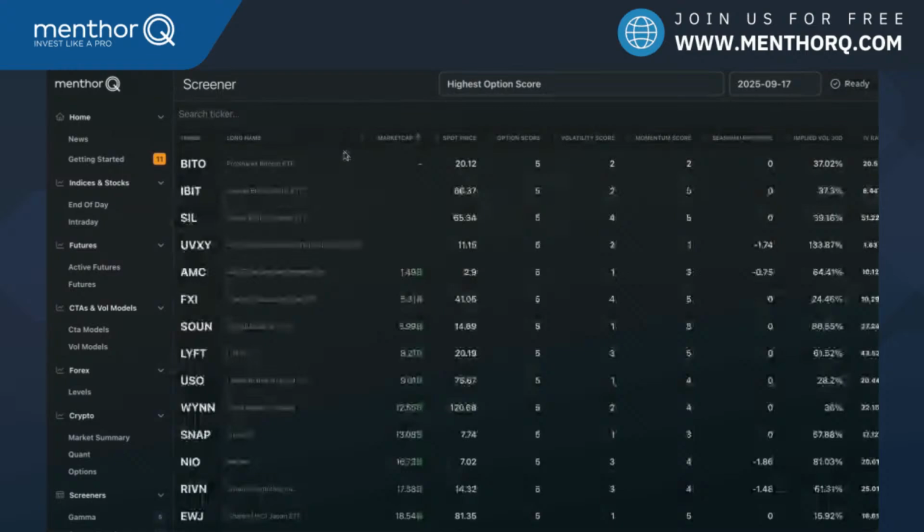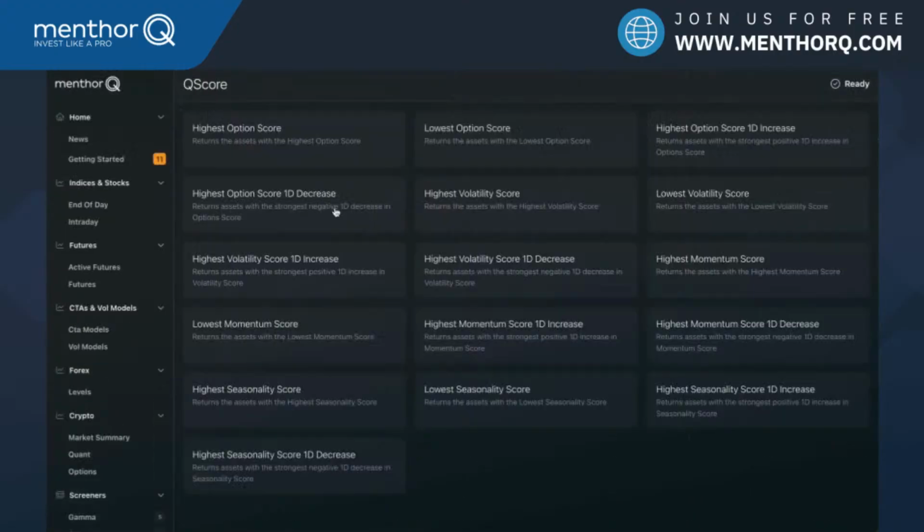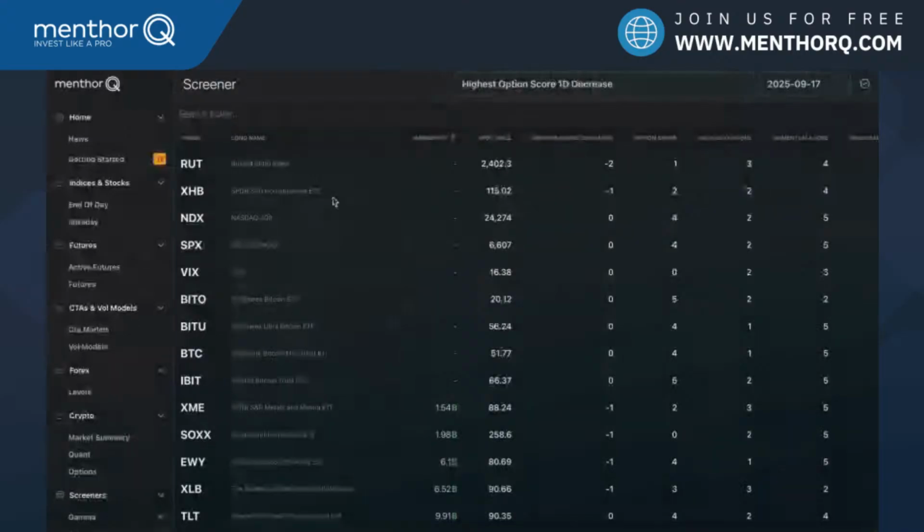So here it is telling me what assets have the highest score, a score of 5. So you see lift here, you see IBAT, etc. But again, if I go back, the other very big one is the change in score. So you want to see an increase or a decrease of the score. If we are looking at the decrease, we want to see what are the assets that are seeing a big outflow of option activity from the previous day. So we've seen that, we've seen it here.